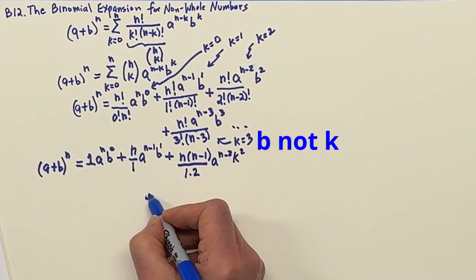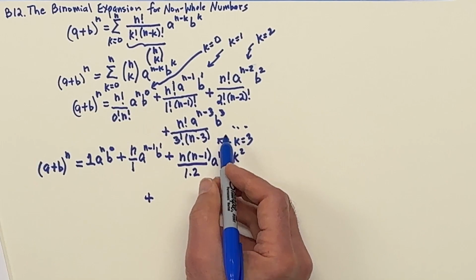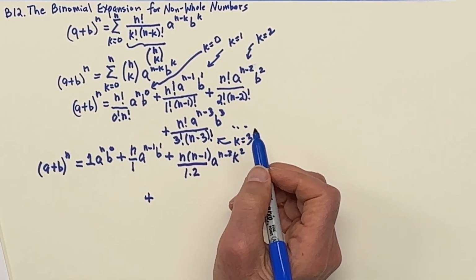And now for the next term, if I have n factorial over the quantity n minus 3 factorial, there's a factorial there that I had left out earlier.